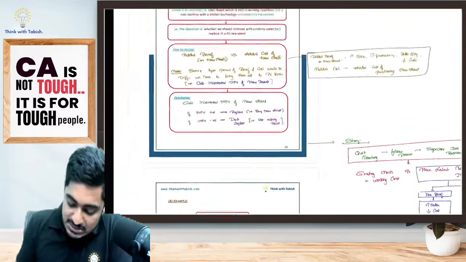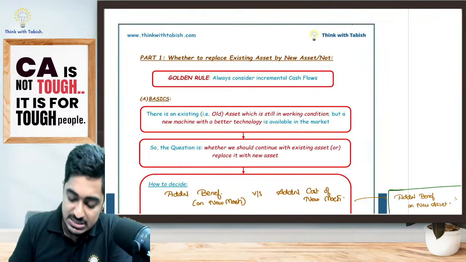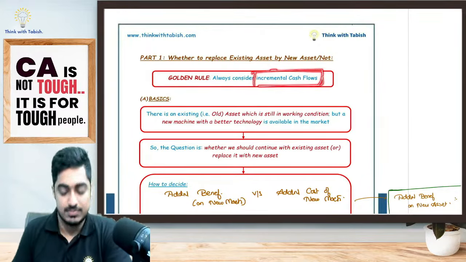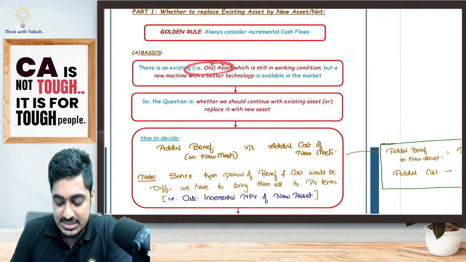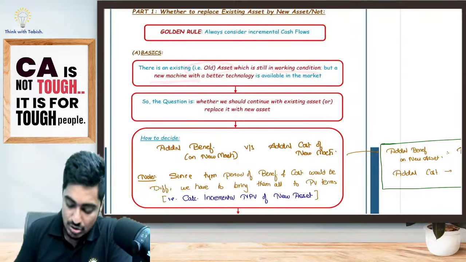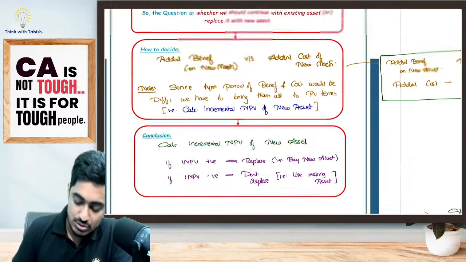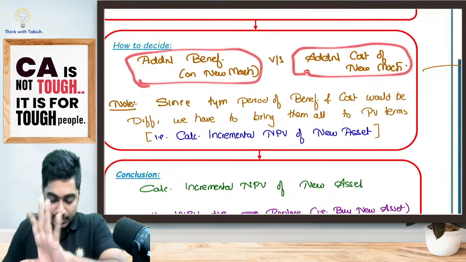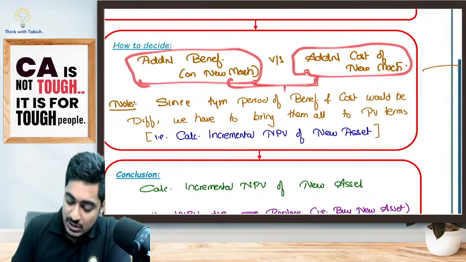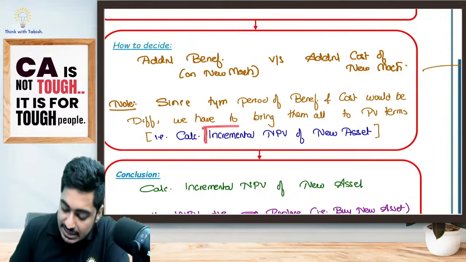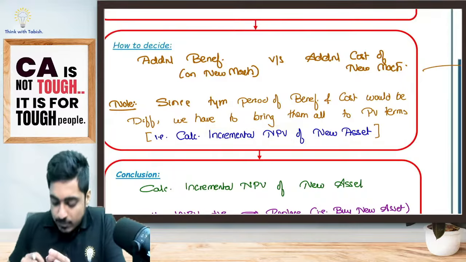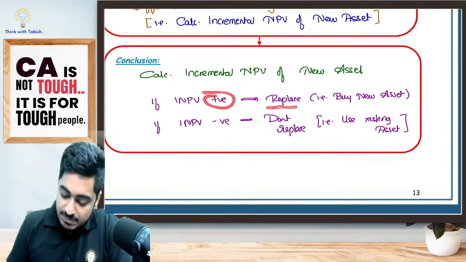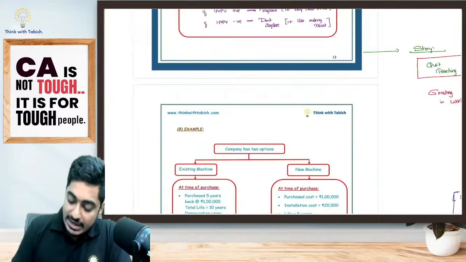Is this clear, everyone? So the simple rule is, in a replacement decision, when the question asks you, should I replace it or not, always consider only incremental cash flows. The simple discussion is: an existing old asset is still in working condition, but a new, better machine is there. So what should I do? Should I continue or replace? If I go for the new machine, what is the benefit? As against that, for the new machine, what is the additional cost? These are in different time frames, so I will bring them to present value. That is, I will calculate incremental NPV. If I go for the new machine, how much extra NPV will I get? If I get extra NPV, I will replace. Otherwise, I will not.